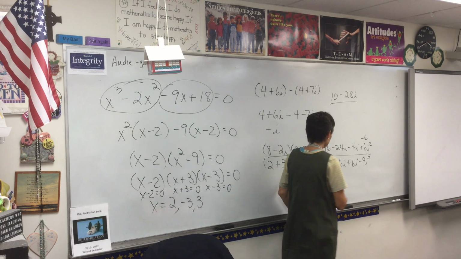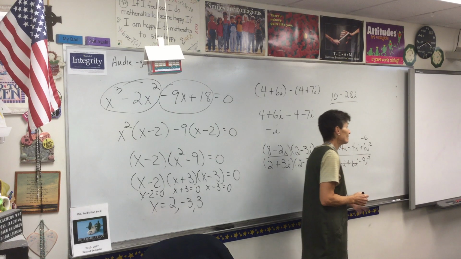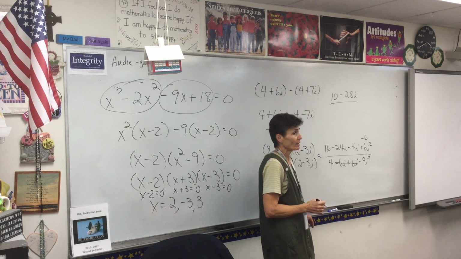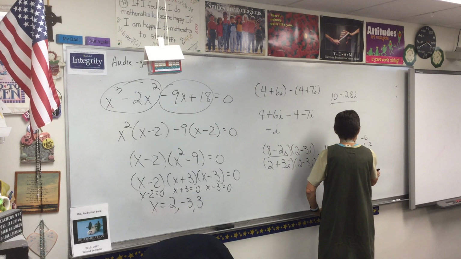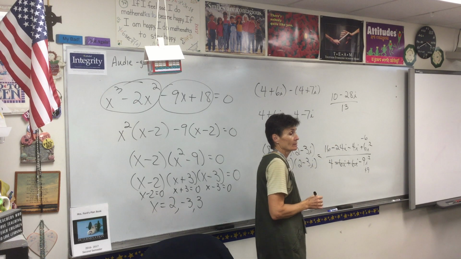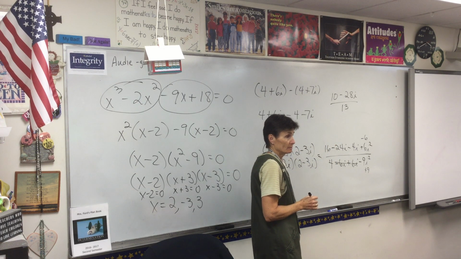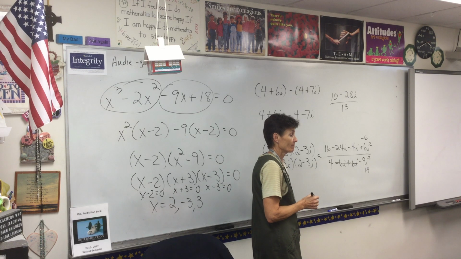And then on the bottom, these are gone. Negative 9i squared would be positive 9. So I have 13 on the bottom. Done. What are we gonna do with that? Nothing. Right?